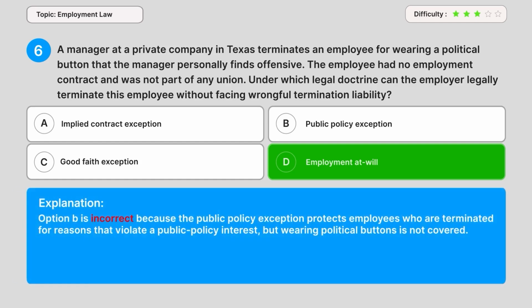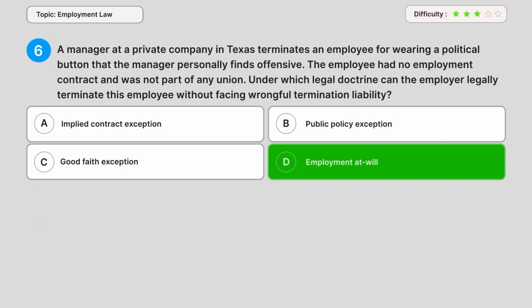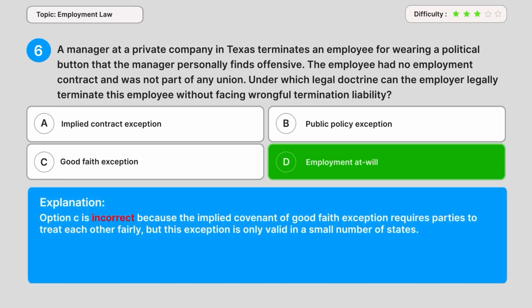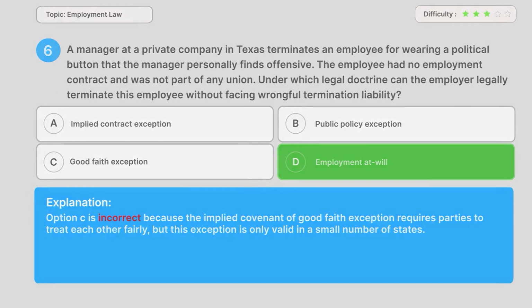Option B is incorrect because the public policy exception protects employees who are terminated for reasons that violate a public policy interest, but wearing political buttons is not covered. Option C is incorrect because the implied covenant of good faith exception requires parties to treat each other fairly, but this exception is only valid in a small number of states.